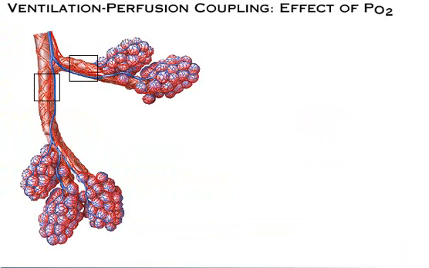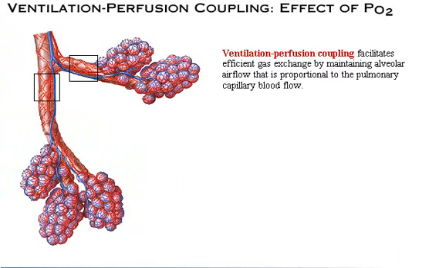Let's look at the third factor in external respiration. Ventilation-perfusion coupling facilitates efficient gas exchange. It does this by maintaining alveolar airflow that is proportional to the pulmonary capillary blood flow. For a demonstration, click either bronchiole.